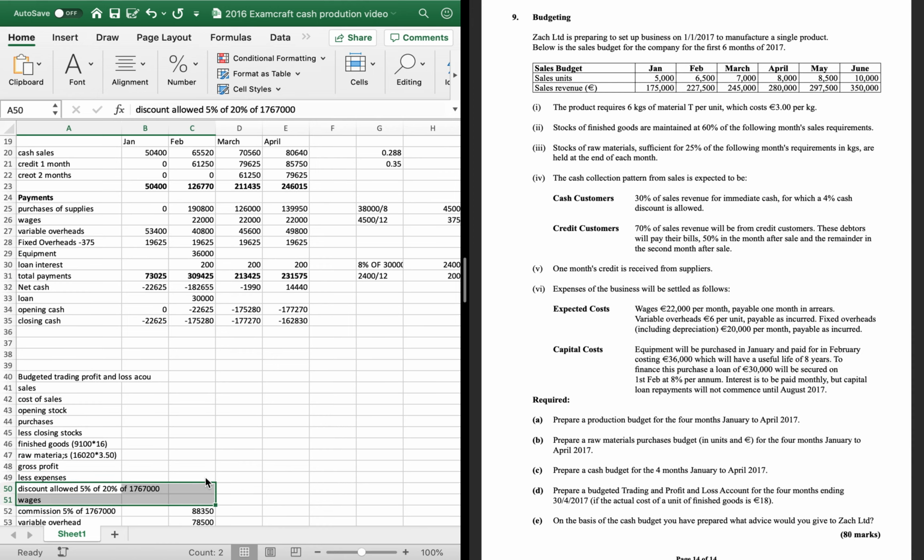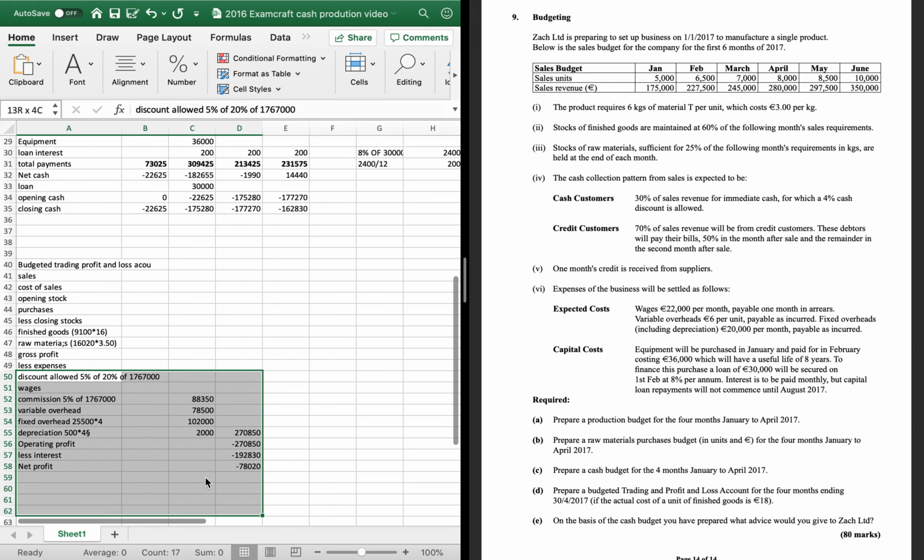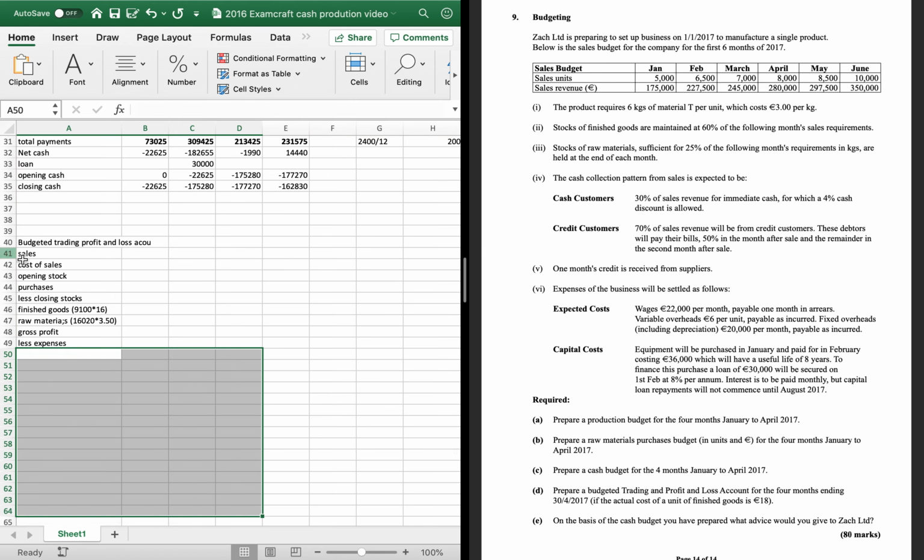I'll take from there out. So we've the last part to do then, which is the budgeted trading profit and loss account. So that's our sales as far as gross profit, and then take away our expenses. So for sales, doesn't matter that there's discounts or anything like that. It doesn't matter that you're paying for stuff. Sales is just the numbers added together for the 4 months.